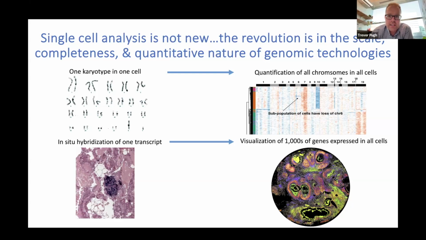But the real revolution in single cell now is the scale and the completeness, not just looking at one transcript like in the lower left, but being able to really paint and look at every single transcript in every single cell in a tissue section. And really that ability to not just look at one set of chromosomes from one cell, but to look at all the chromosomes from every single cell. So in the upper right here is an inferred copy number track from a cancer sample, and on the lower right is a spatial transcriptomic experiment, looking at hundreds of genes expressed across an entire cross-section of a tissue. And this is the realm that this opening talk is all about.